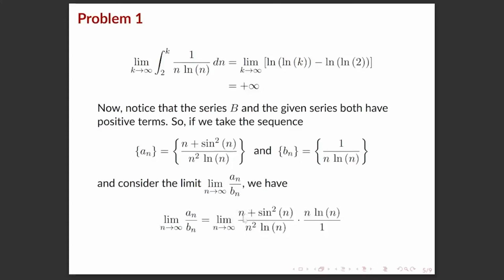We would have n plus sine squared of n over n squared ln of n. You would see that this can cancel out the ln n and the n squared. So now we would end up with n plus sine squared n over n. And now if we further simplify this, you would have n over n plus sine squared n over n. Now n over n is just 1. And then notice that there's still a limit symbol for sine squared n over n. Since the sine function fluctuates anyway, and n is going to positive infinity, you would end up having 0. So this expression would end up being 1 plus 0, and 1 is a positive real number.